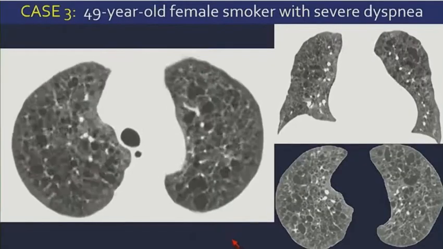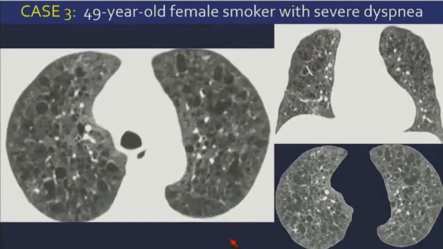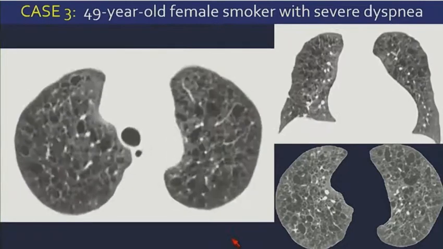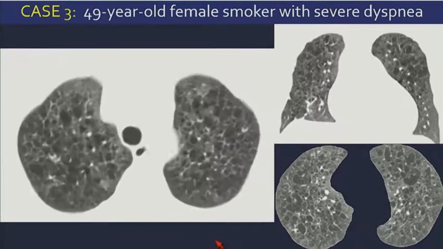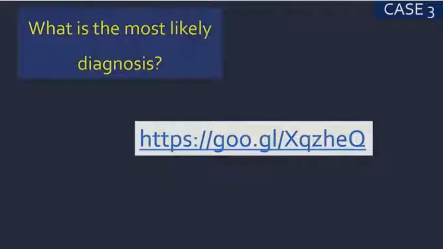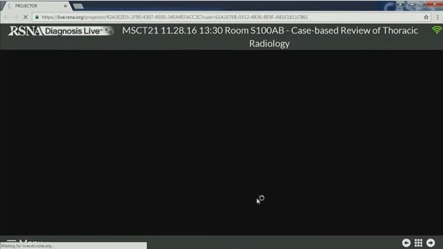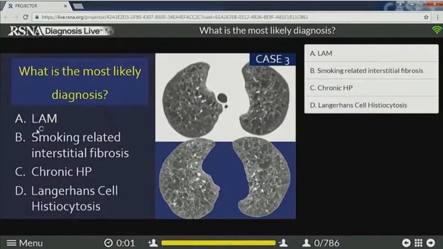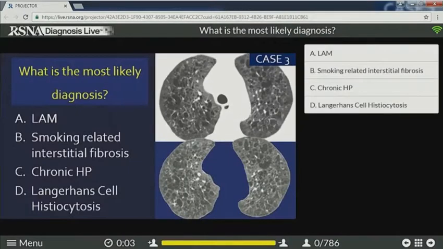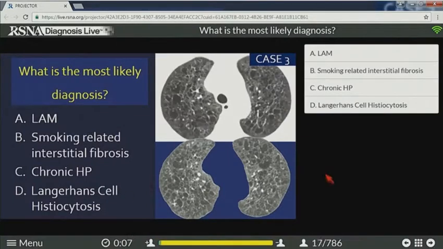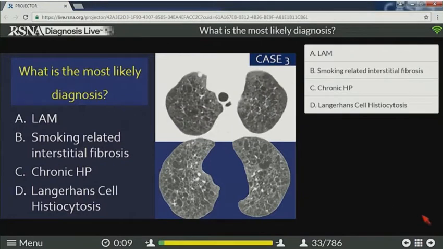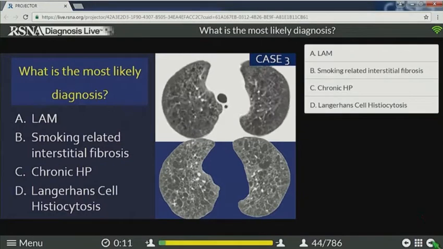All right, let's launch into case 3 now. This is a 49-year-old female smoker with severe dyspnea, and I'll let you take a look at this. Okay, let's see what people are going to say about the diagnosis for this case, and the question is, what is the most likely diagnosis? Is it LAM? Is it smoking-related interstitial fibrosis, chronic HP, or Langerhans cell histiocytosis? So let's take a look at that, give you a few seconds more to vote.